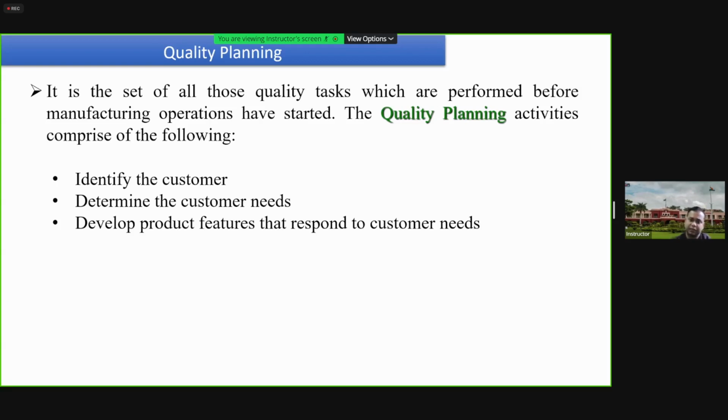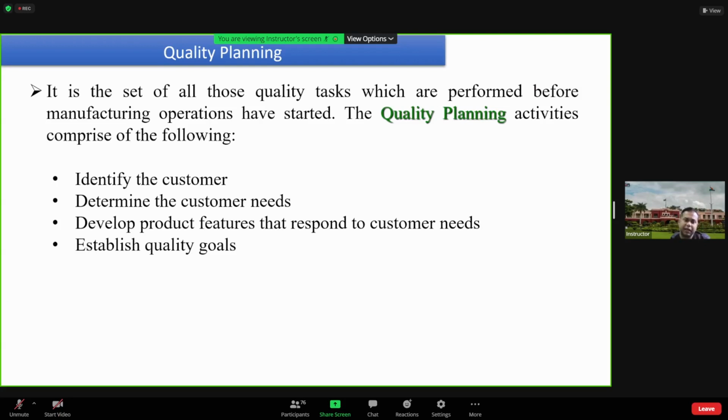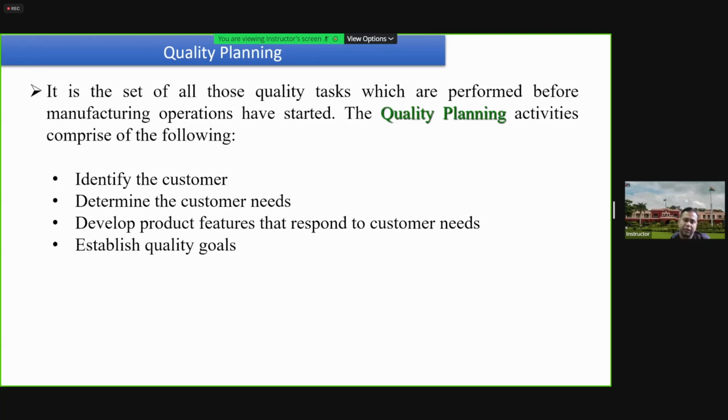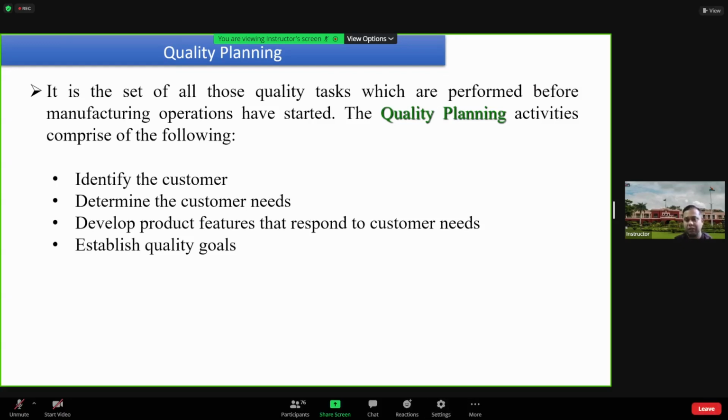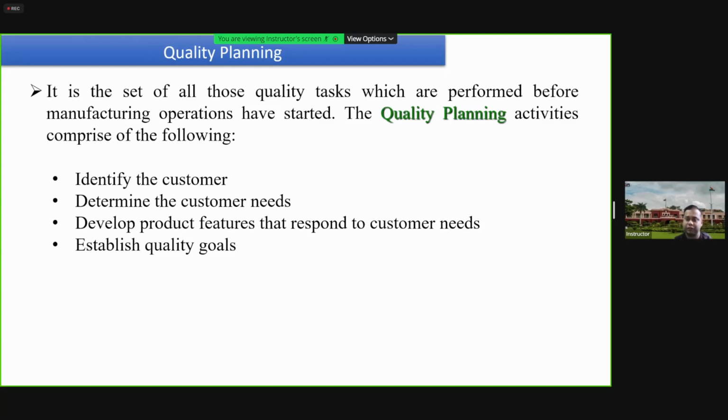Next one is that we establish quality goals. So quality goals can be in different ways. We set a goal that we have to reduce the total costs related to quality, and we will see that in the next lecture also. There are different types of quality related costs. So we have to establish the goal. What is our goal in the future?